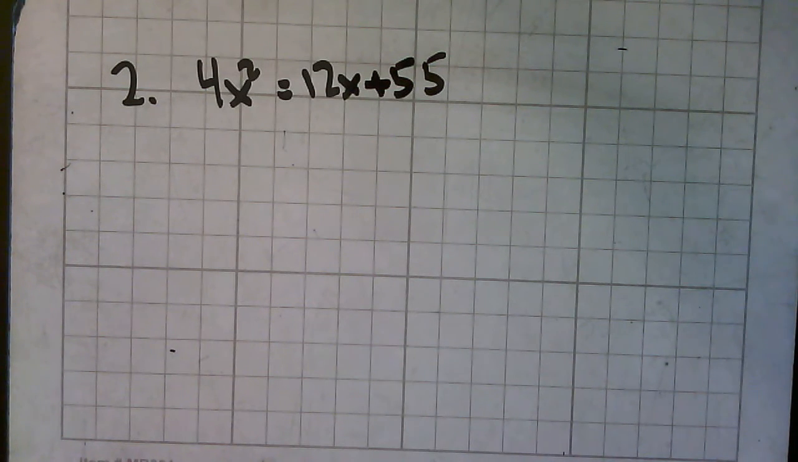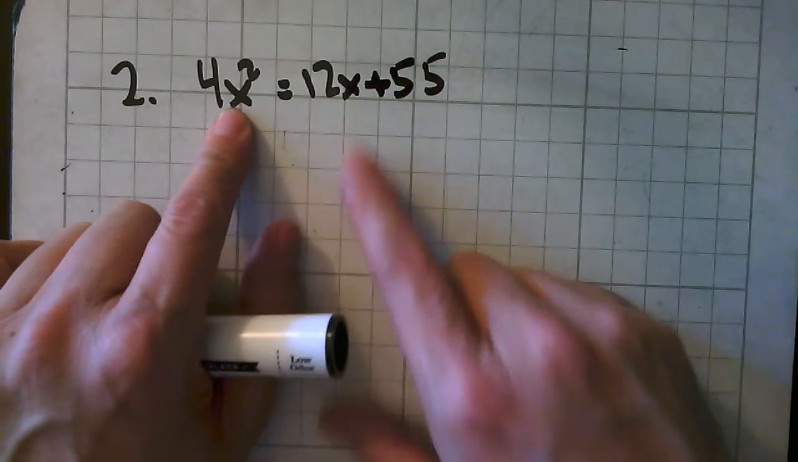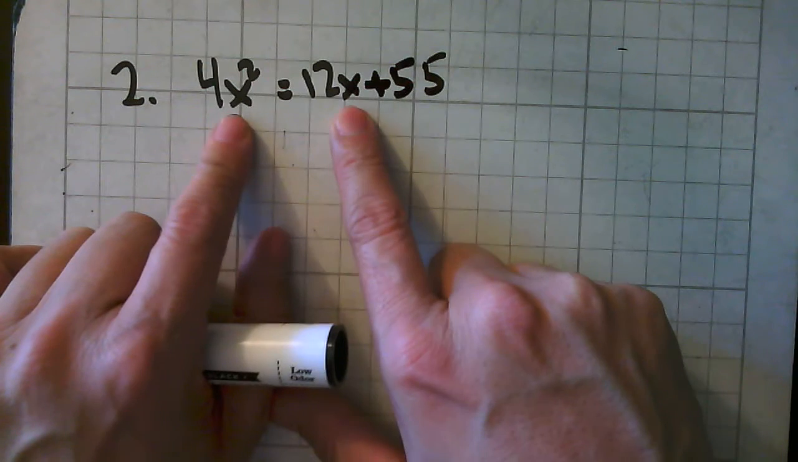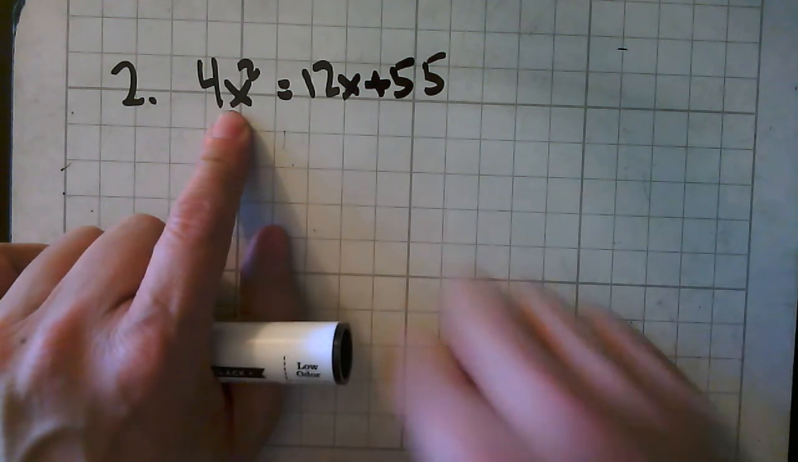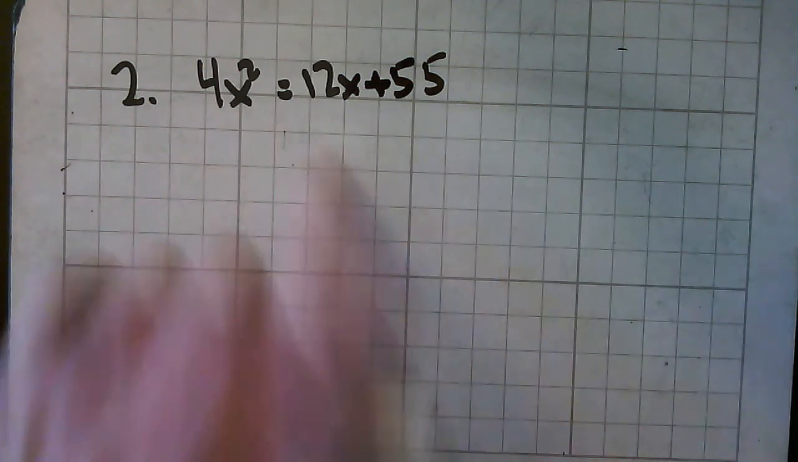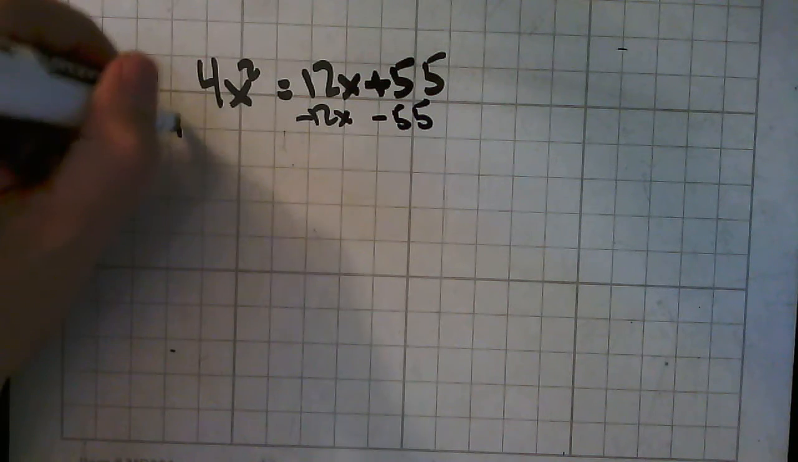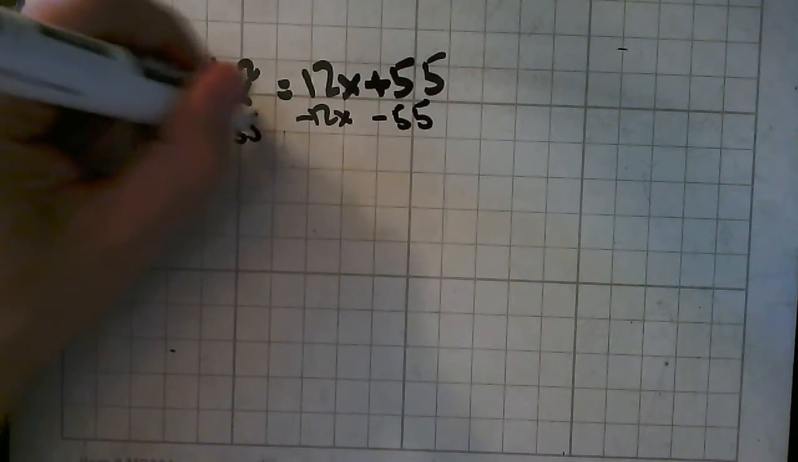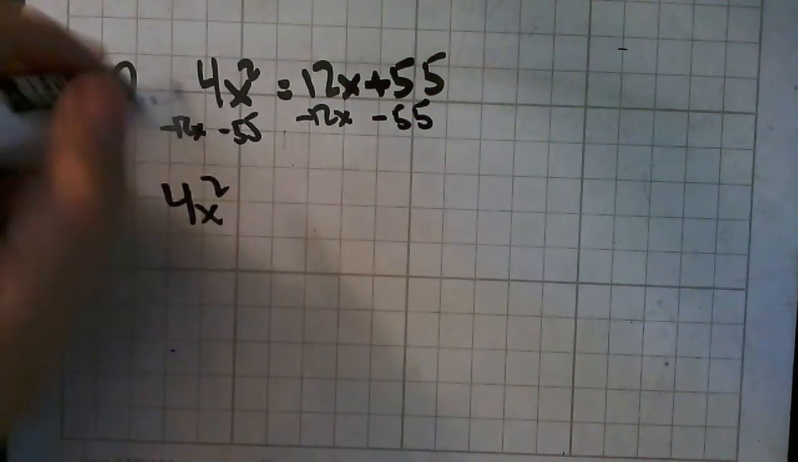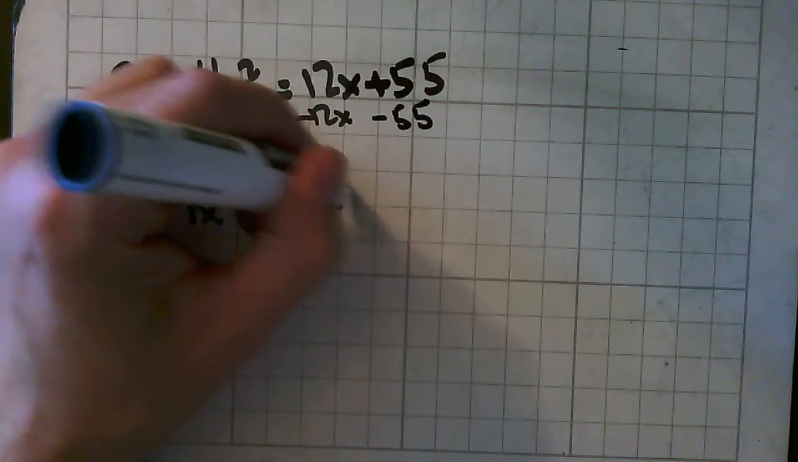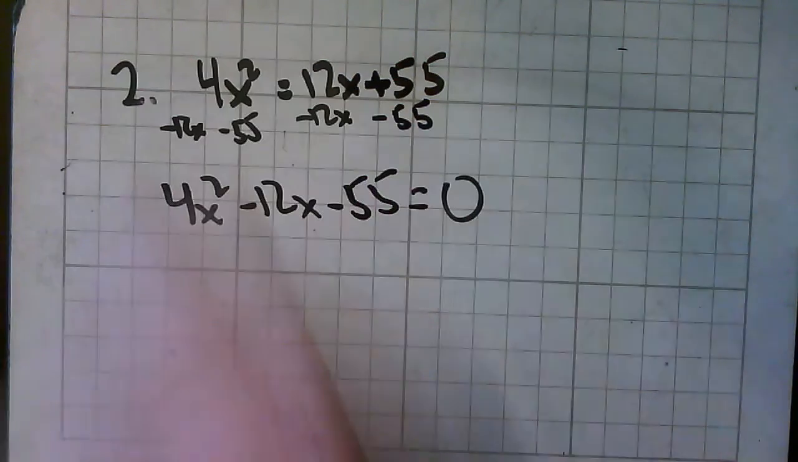Okay, here's a second type of problem we're going to do. So I have x squared and an x. So that means I need to move everything to one side. I like to move it towards the x squared. So I'm going to subtract 12x to both sides and 55 to both sides. So we get 4x squared minus 12x minus 55 equals 0.